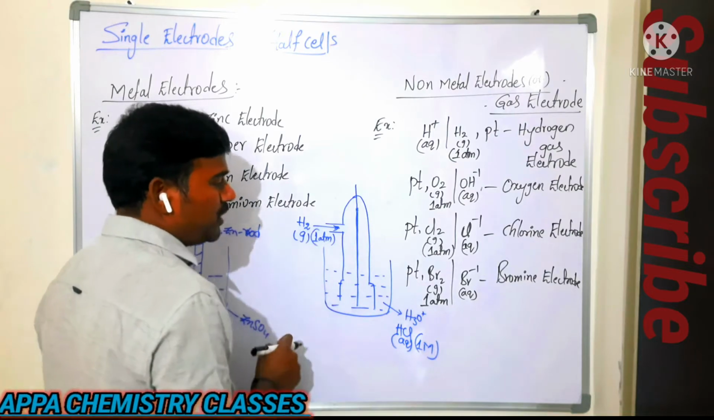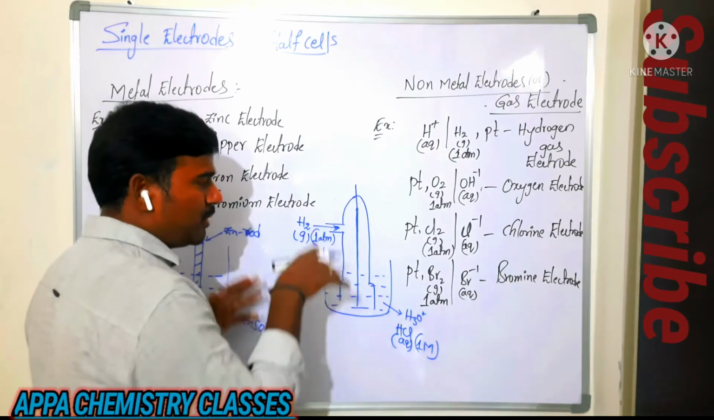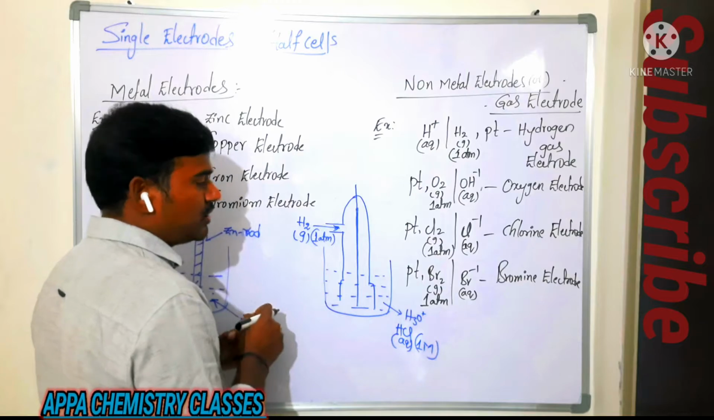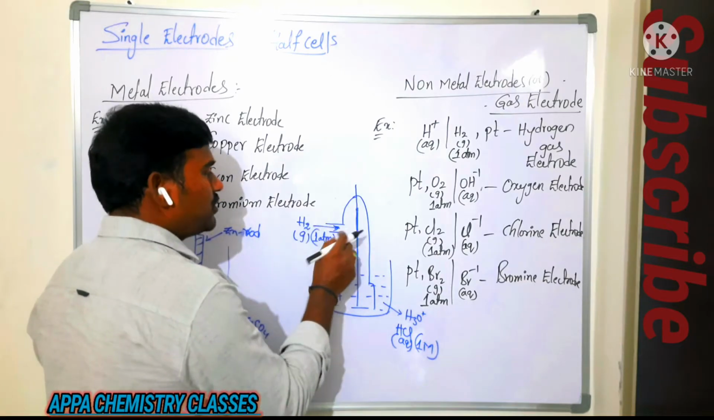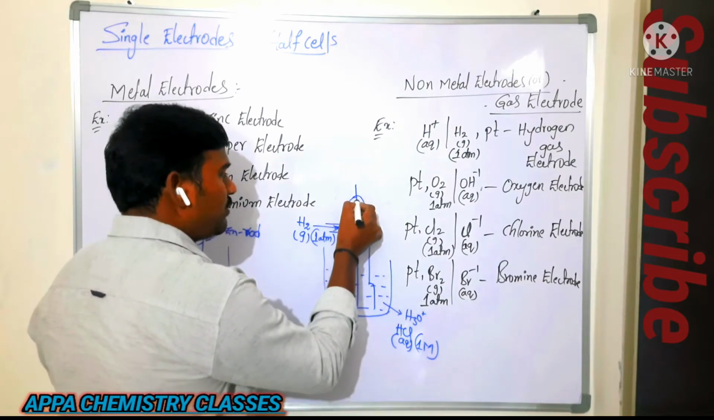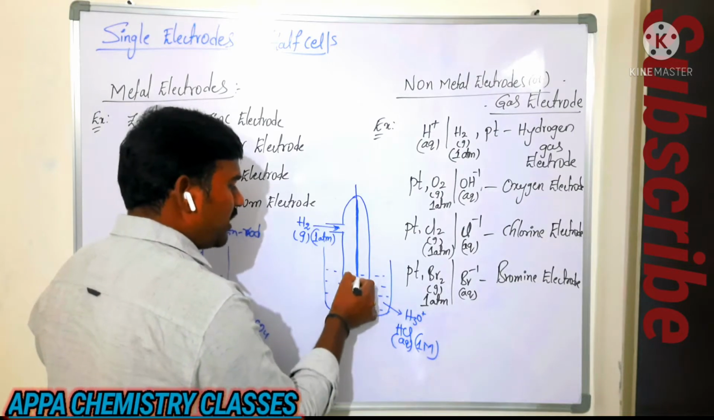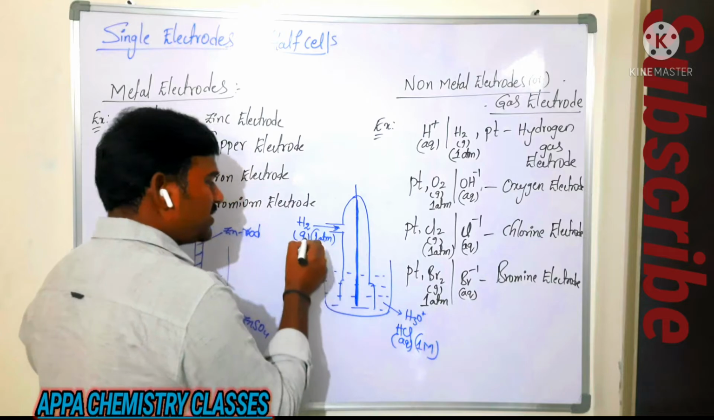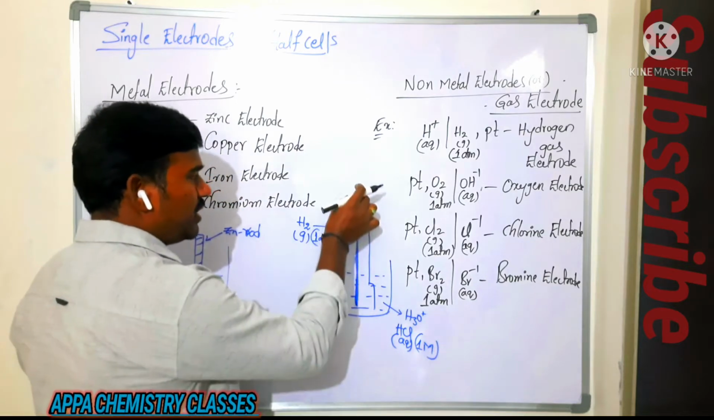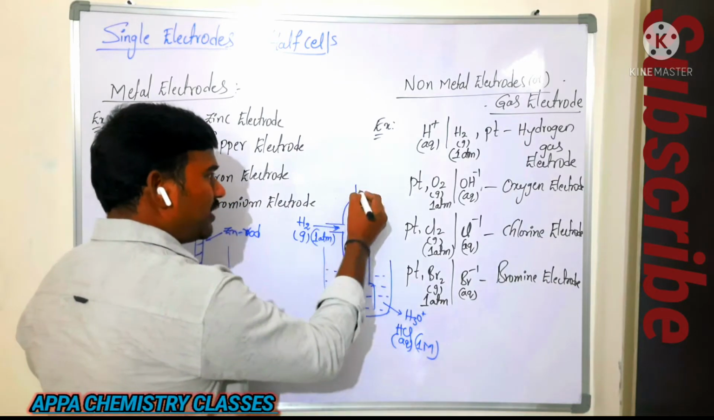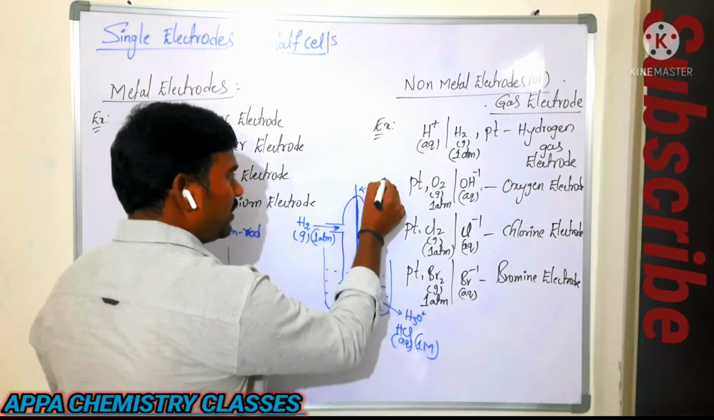With 1 atmosphere pressure, when that gas is bubbled into the electrolytic solution, then what happens? That hydrogen gas is adsorbed on this platinum surface. So when the gas is adsorbed on this platinum surface at 1 atmosphere pressure, that gas electrode, that is the platinum rod, is formed.